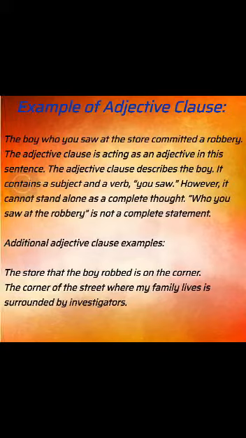Here is an example of adjective clause. The boy who you saw. Now who is adjective? वही लड़का जिसे आपने देखा. At the store committed a robbery. So here who you saw is an adjective clause. The adjective clause is acting as an adjective in the sentence. The adjective clause describes the boy.